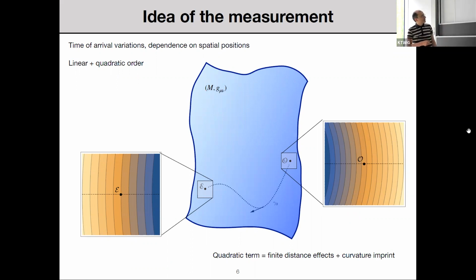And these quadratic terms basically are made of two types of effects: the finite distance effects, so something you see in a flat spacetime. Basically, if you send a signal from E, the corresponding wave surfaces will appear curved. But on top of that, there is also an imprint of the spacetime curvature all along this null geodesic. And the idea is somehow to recognize this imprint from these quadratic terms. I will show you how to do it. It is possible.